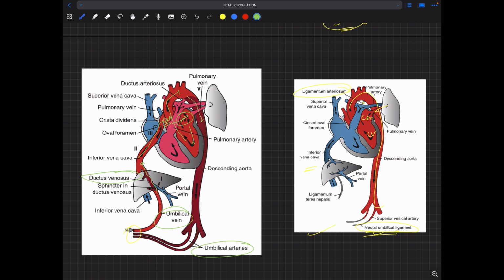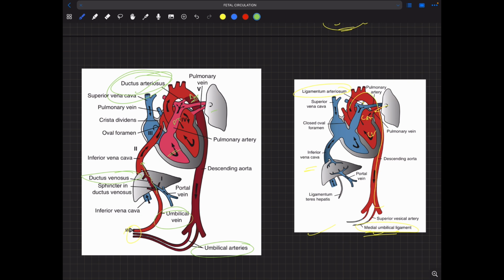And what happens here? A lesser amount of blood from the right atrium reaches the right ventricle. From the right ventricle, through the pulmonary trunk, blood is redirected away from the lungs as there is high resistance of the arteries of the lungs. So it goes to the aorta via the ductus arteriosus. Ductus arteriosus is a link between the pulmonary trunk and aorta.